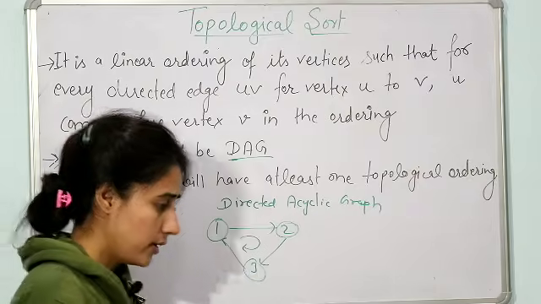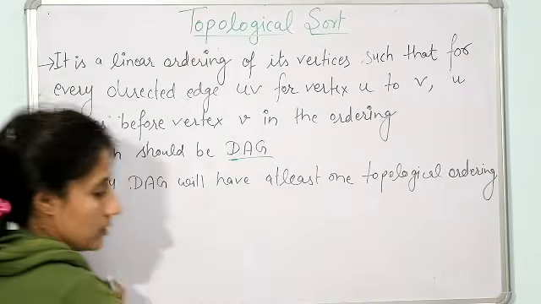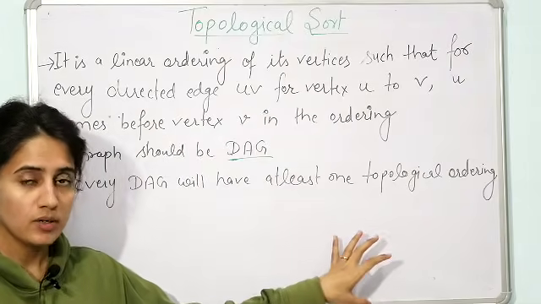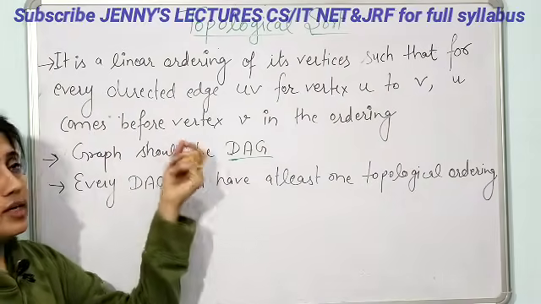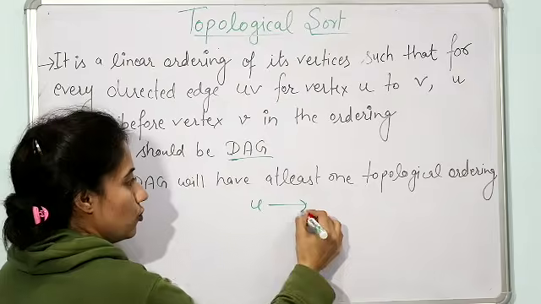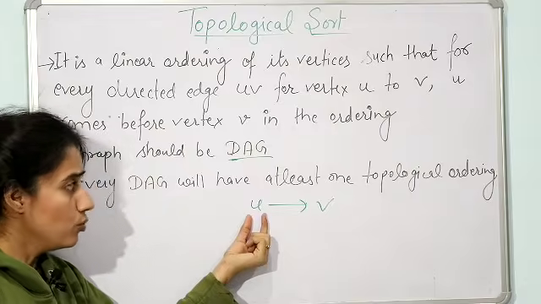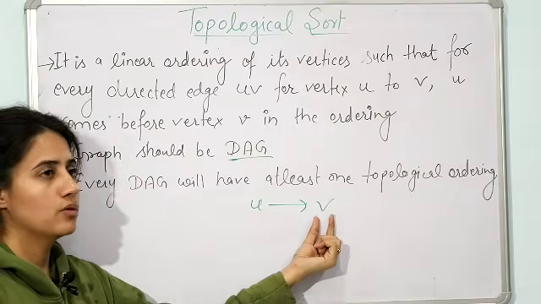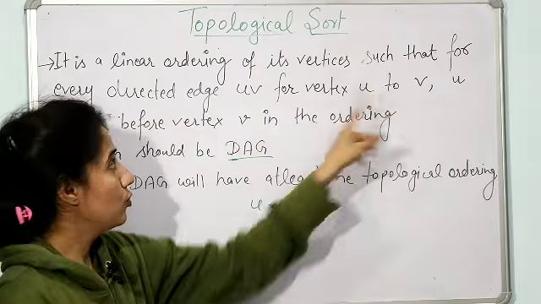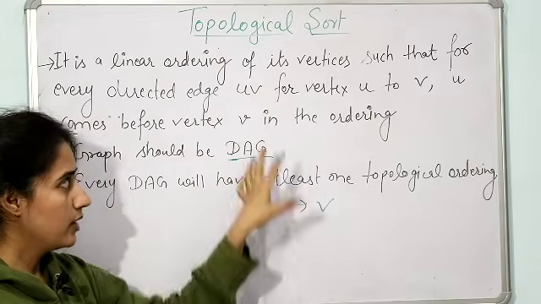Now what is topological sorting? See, topological sorting is basically a linear ordering of the vertices in the graph, such that for every directed edge uv, see the edge is from u to v, vertex u to v, then in the ordering u must come before v. I have written the definition here. For vertex u to v, u comes before vertex v in that ordering. We will discuss it with the example, then you will get it.